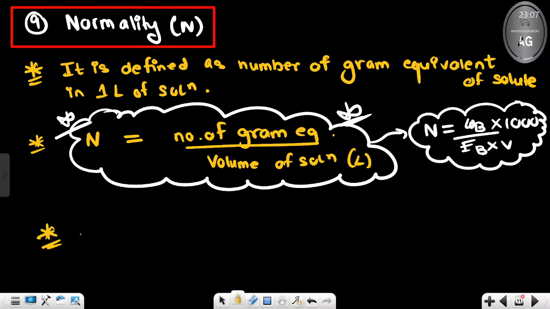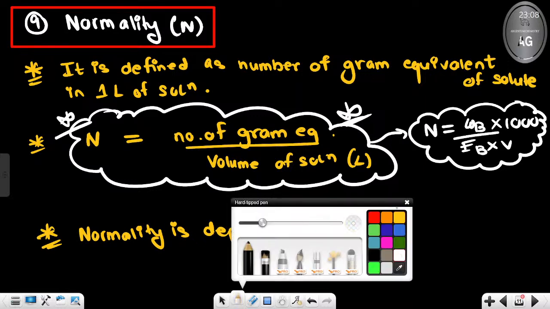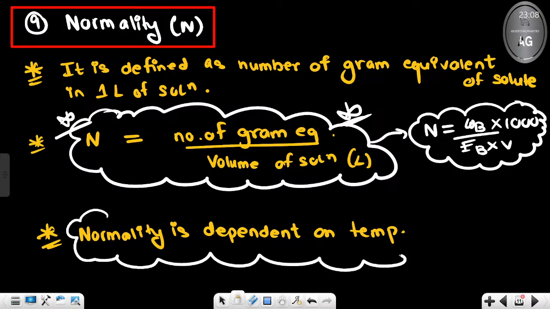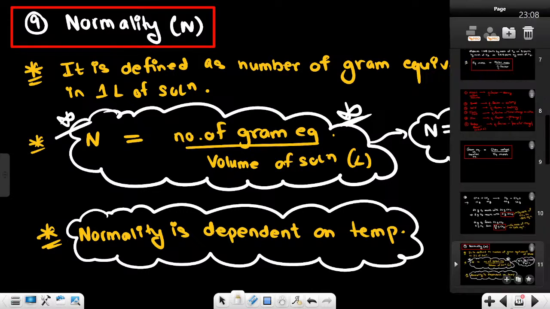Last one is, I can say, normality is dependent on temperature. It is dependent on temperature because again the volume factor is coming up, so it is definitely going to be dependent on temperature. Tell me, clear with this or not? With this we have come to the end of the concentration terms, but I will just give you a chart and then move on to the next topic. Okay, clear with this?